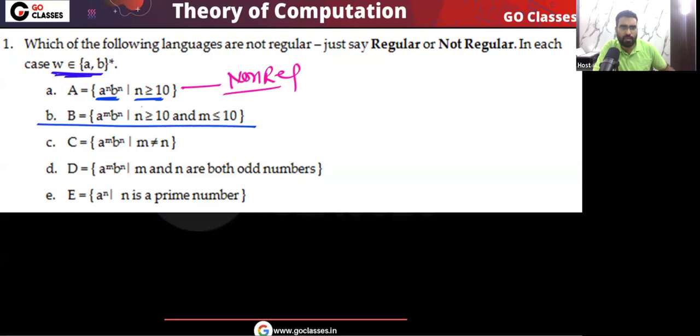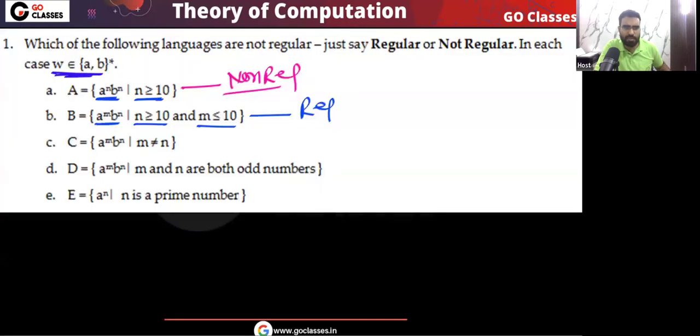Tell me. What about this one? a power m, b power n, where n is greater than equal to 10 and m is less than equal to 10. This is regular. There is no connection. There is no relationship between m comma n. Yes or no? Is this clear? This language, look at the language.